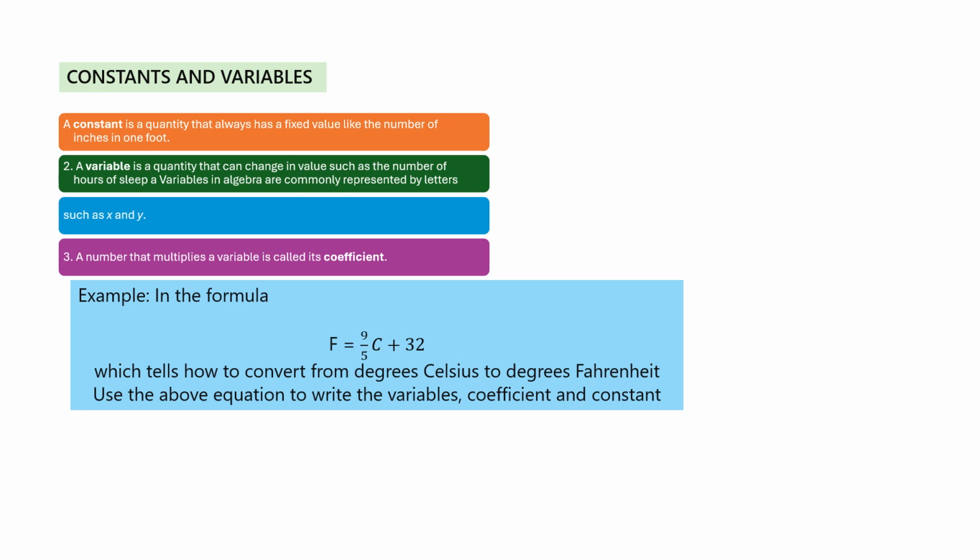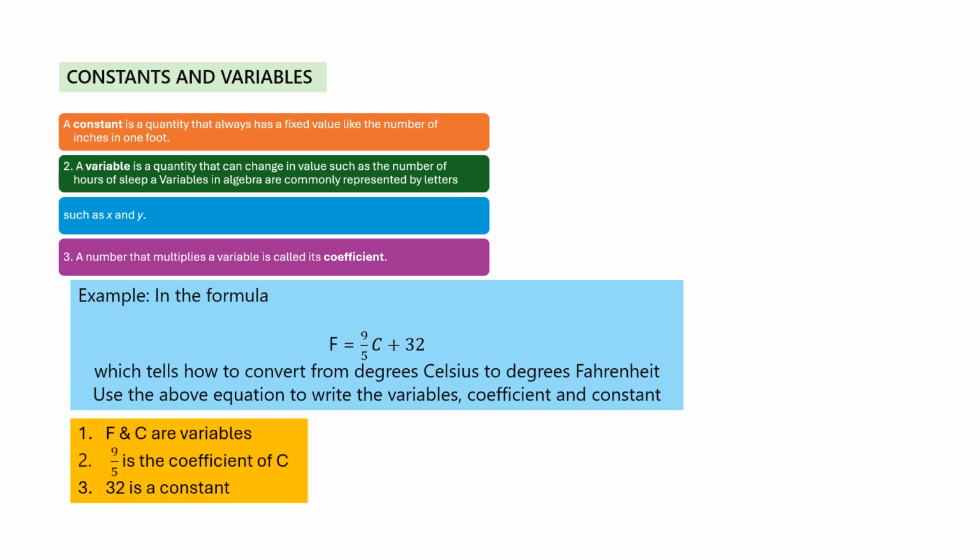Example: in the formula F equals 9 over 5 C plus 32, which tells how to convert from degrees Celsius to degrees Fahrenheit, use the above equation to write the variables, coefficient, and constant. The answer: F and C are variables because they are letters. 9 over 5, because it is beside a letter, is the coefficient of C. 32 is just a number, so its name is constant.